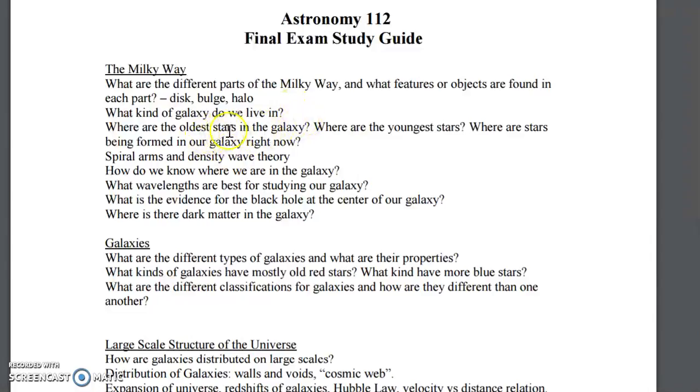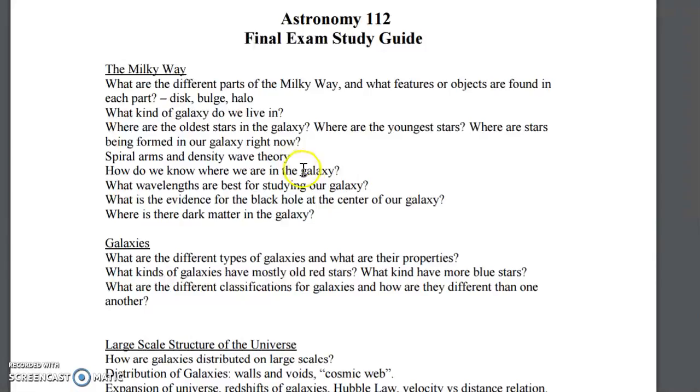The oldest stars in the galaxy are in the bulge and in the halo. Youngest stars are, of course, in the disk, where all the gas and dust is, from which stars form. Stars are forming right now in the disk, in the spiral arms. Spiral arms are described by the density wave theory as a density wave happening in the disk of the galaxy, so like a shock wave that's creating star formation, and that's what we see as spiral arms.